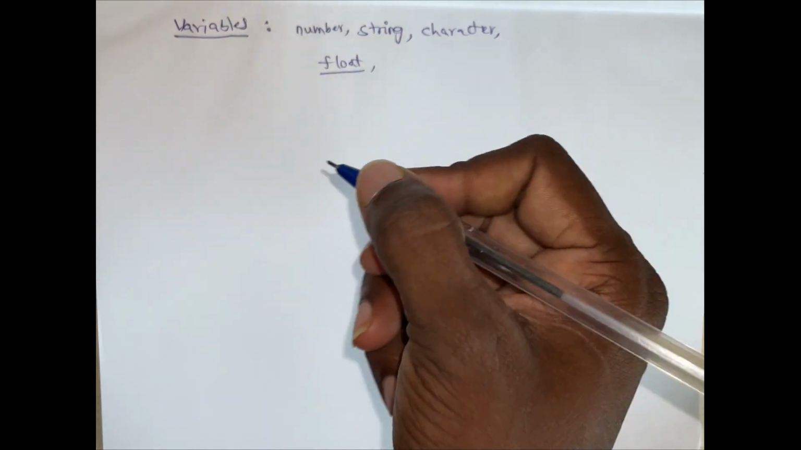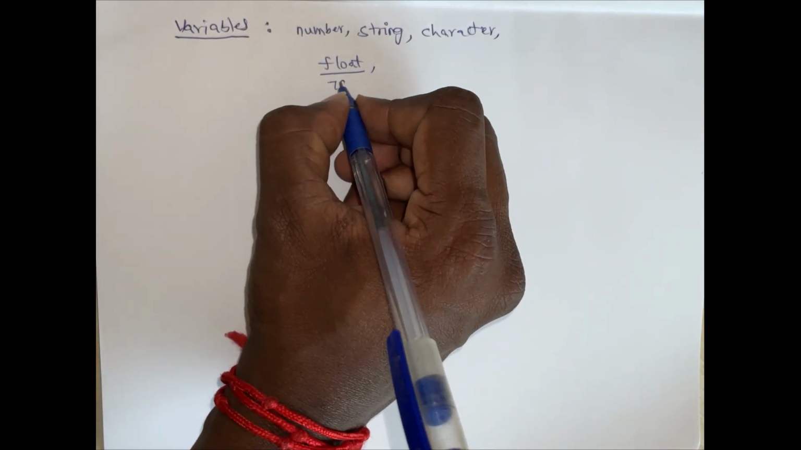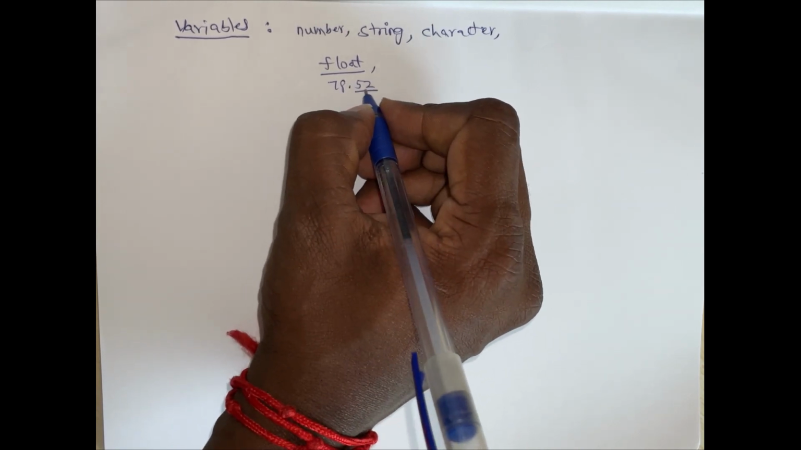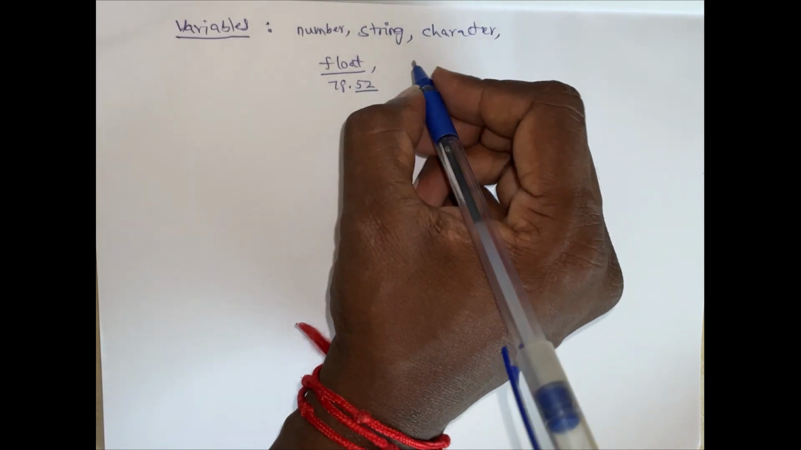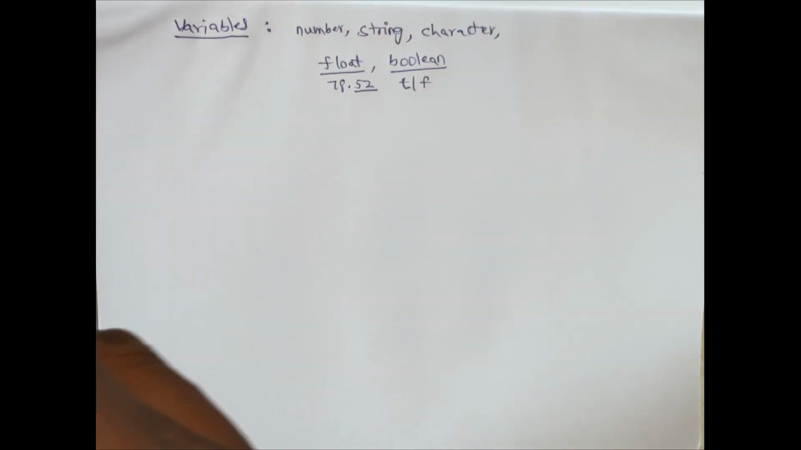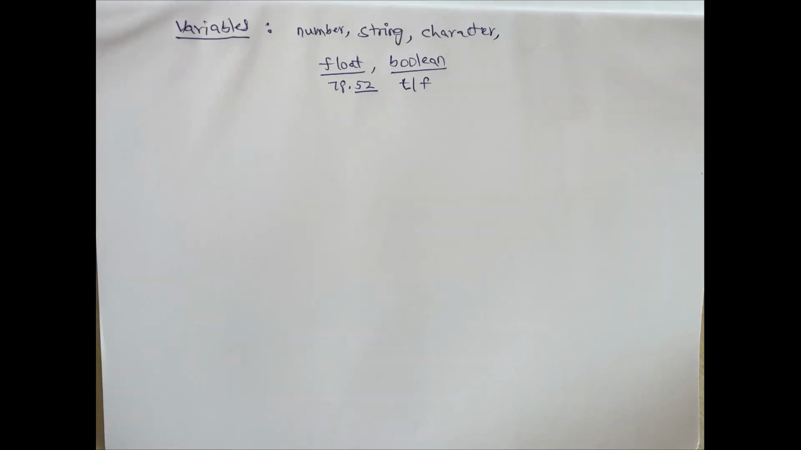Let's say if we are calculating the percentage of marks, then it will be like 78.52, something like this, right? This type of data also we need to store. And boolean values, boolean is nothing but true or false. So what type of data can a variable store? For that we need to tell Java to store this data in this particular variable.